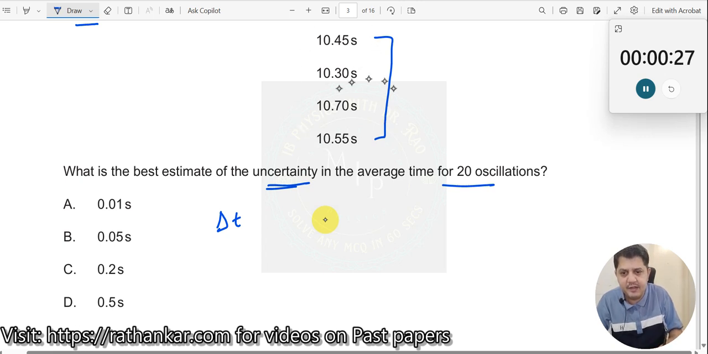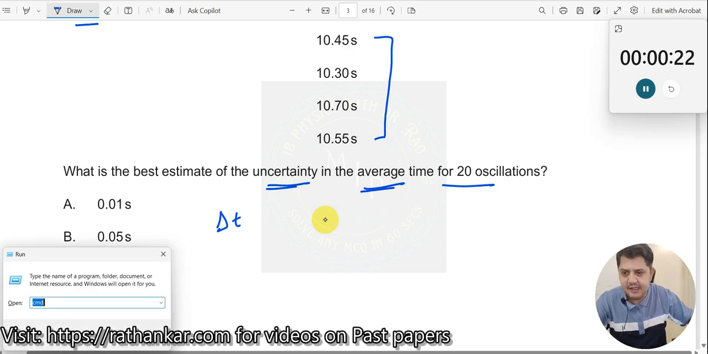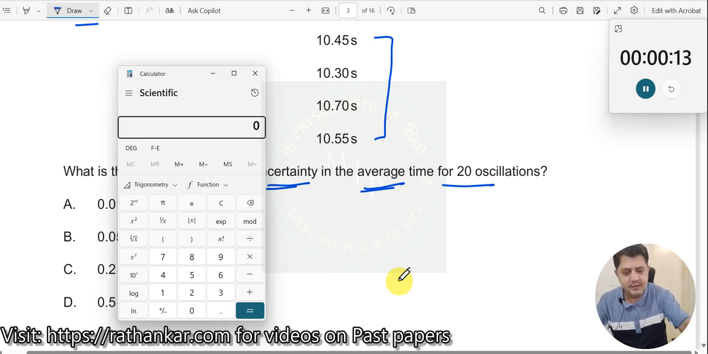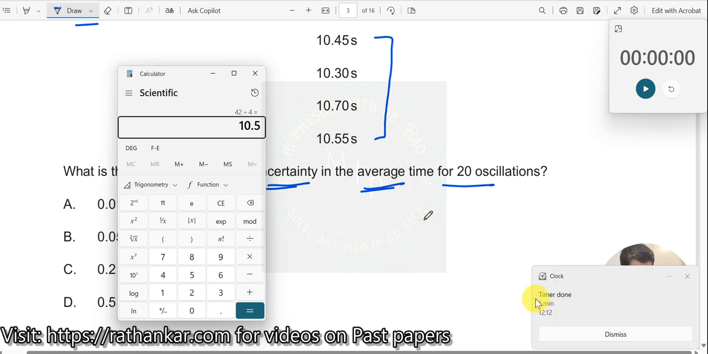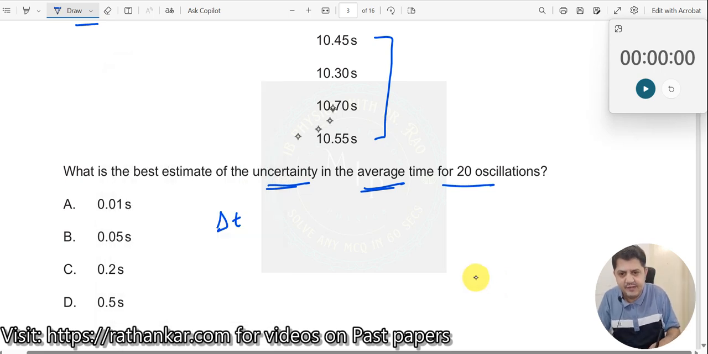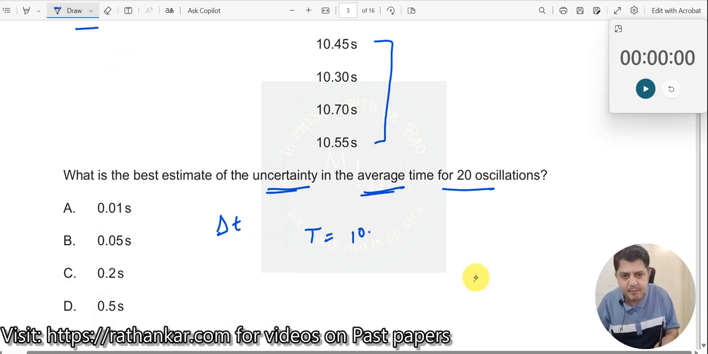So what you do is first find the average. Let us find the average over here. So let me take my calculator. 10.45 plus 10.3 plus 10.7 plus 10.55, altogether 42, divided by 4 trials will be equal to 10.5. Thus the average is equal to 10.5 seconds, 10.50 seconds you get.